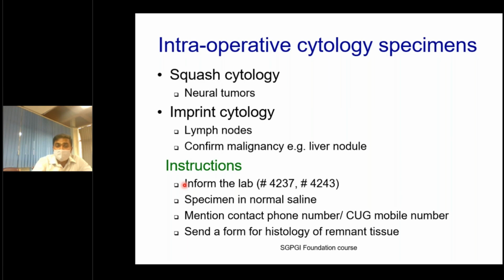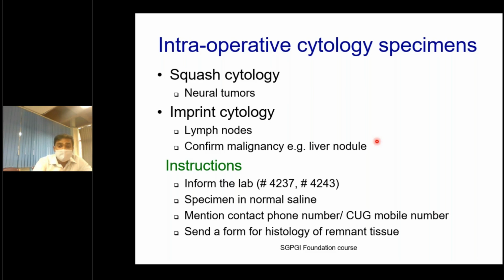For intraoperative cytology, we get requests from the Department of Neurosurgery most of the time for squash cytology, for medulloblastoma, glioblastoma, and so on. For imprint cytology, we get requests from lymph nodes, and for confirmation of malignancy for a liver nodule. It is better to communicate with the lab before sending these samples, using the landline numbers.